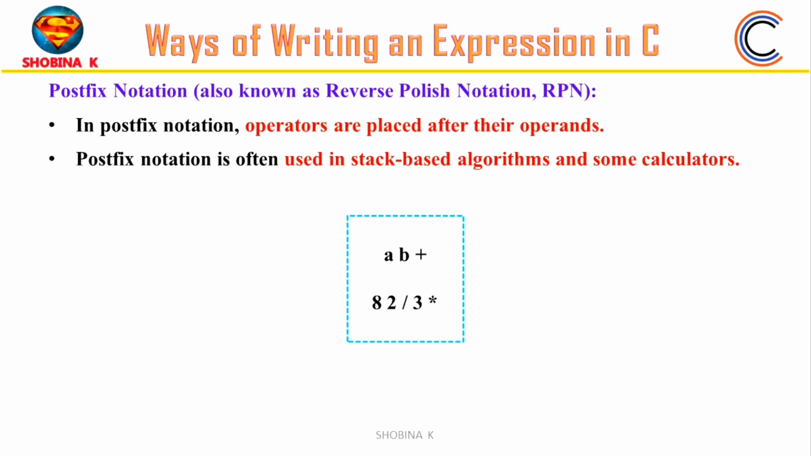Now look at this expression. Divide 8 by 2, then multiply the result by 3. The division operation is applied to the two numbers that appear before it, which are 8 and 2. Therefore, we divide 8 by 2. After performing the division, next we multiply the result of the division, which is 4, by the number that comes before the multiplication operator, which is 3. So we multiply 4 by 3 and the final result is 12.